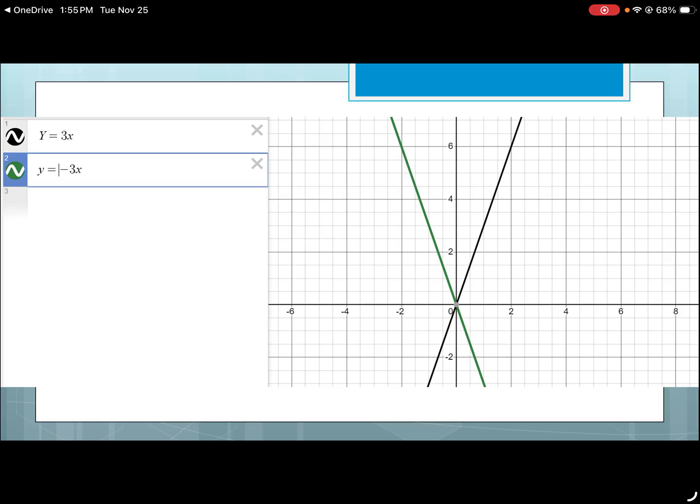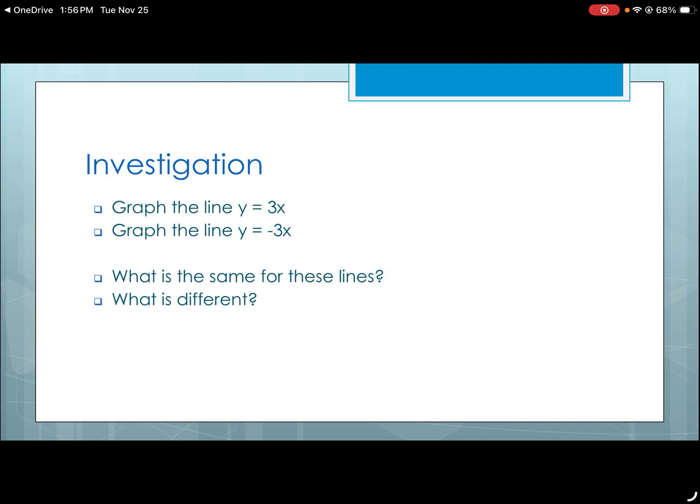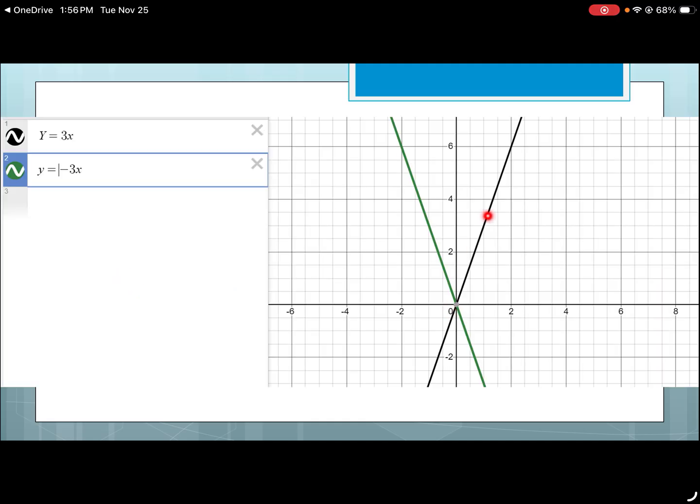Okay, what do we notice? So, they're the same steepness, aren't they? Just one's going up and one's going down. And they also have the same y-intercept. Isn't that interesting? Same y-intercept. So, one of them is y equals 3x, one of them is y equals negative 3x. They are technically the same steepness, just one's positive, one's negative.